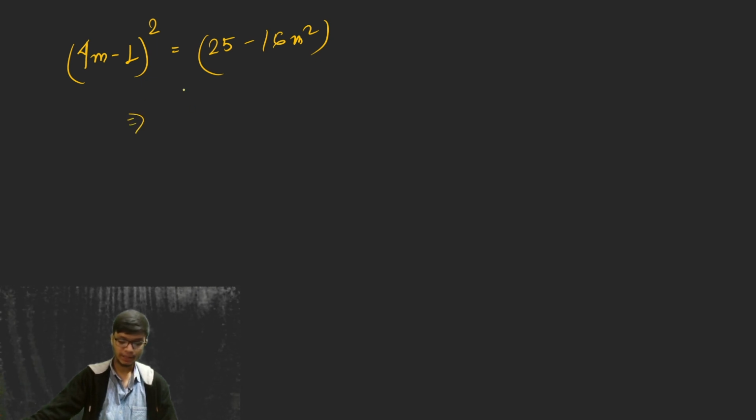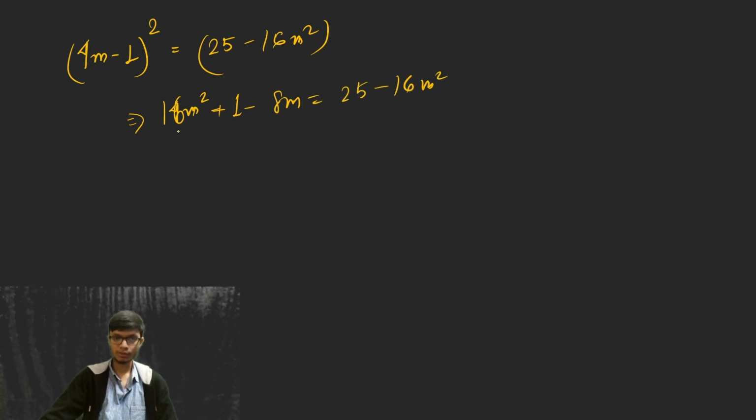And from here, if I solve it, this quadratic will become 16 m square plus 1 minus and minus of 8m is equal to 25 minus 16m square. If you take this on this particular side and form the quadratic, you can simplify and get the quadratic as 4m square minus m minus 3 is equal to 0, because this will become 24 and this will become 8 only.